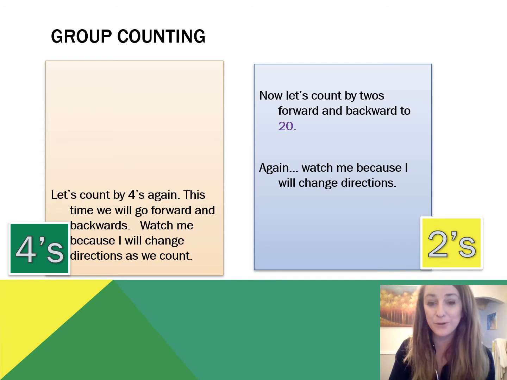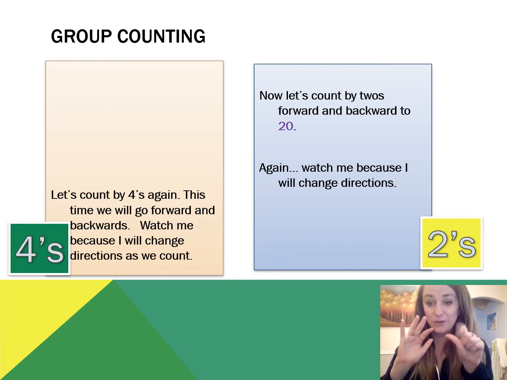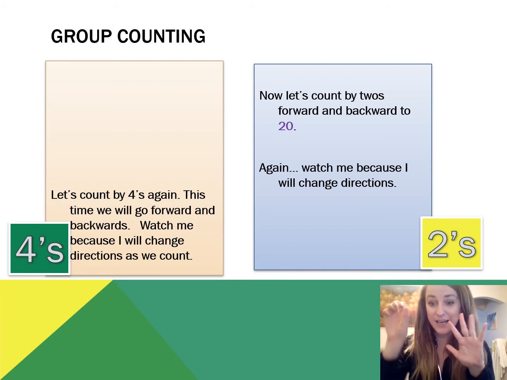Now, let's count forward and backwards by 2s to 20. Ready? Wiggle it out. Bring it close. Let's go. 2, 4, 6, 8, 10, 12, 14, 16, 18, 20. Bring it down. 20, 18, 16, 14, 12, 10, 8, 6, 4, 2, 0.